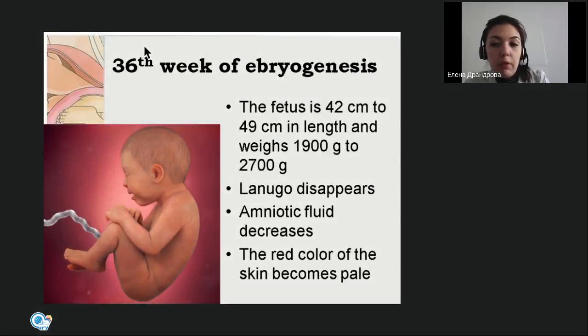At the 36th week of embryogenesis, the fetus is 42 to 49 centimeters in length, and its weight is about 1.9 to 2.7 kilos. And the lanugo that covers the whole body disappears, and amniotic fluid decreases, and the red color of the skin becomes pale. So this amniotic fluid, where the fetus swims, its amount decreases by the 36th week.